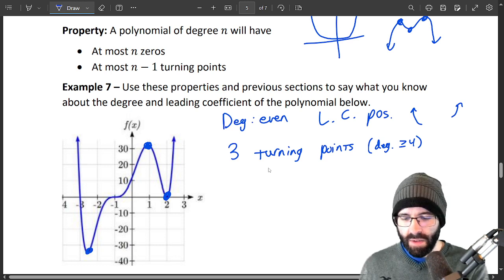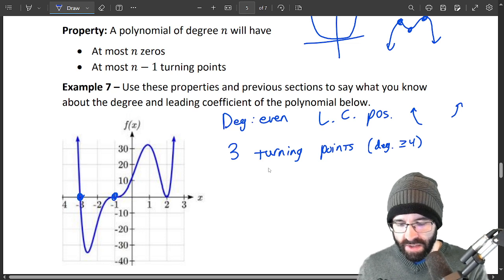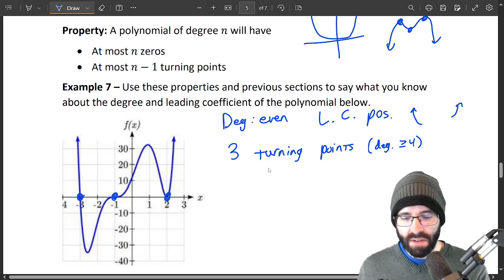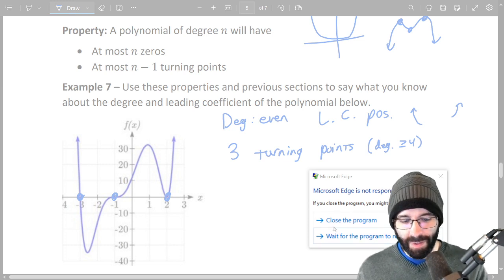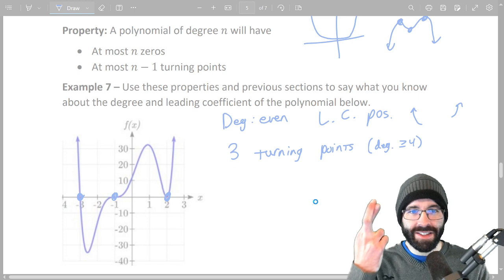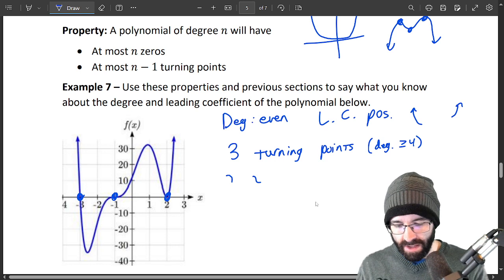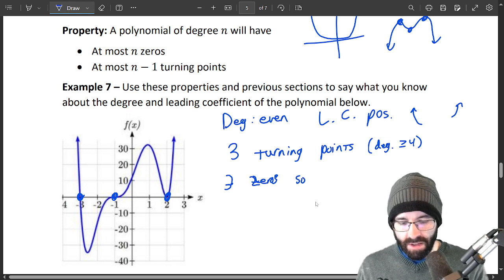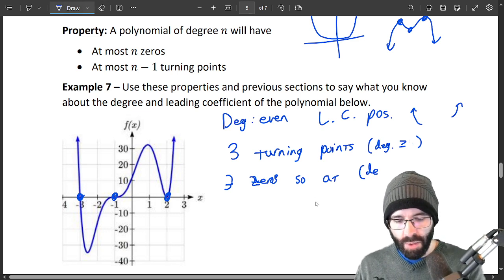All right. And what about zeros? How many zeros are there? There is 1 zero here, 1 zero here, and 1 zero here. There are 3 zeros. So it has to be at least a third degree polynomial. But again, we already know the degree's even. I'm just going to say degree at least 3 here. We'll put it all together later.